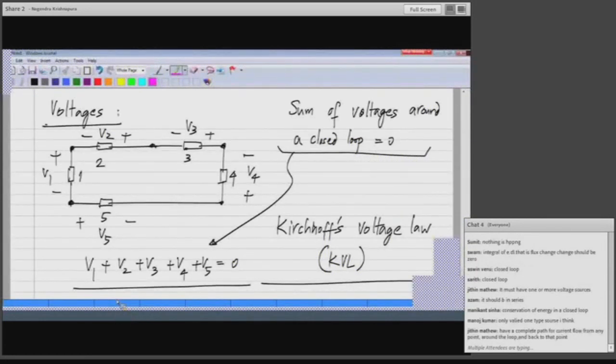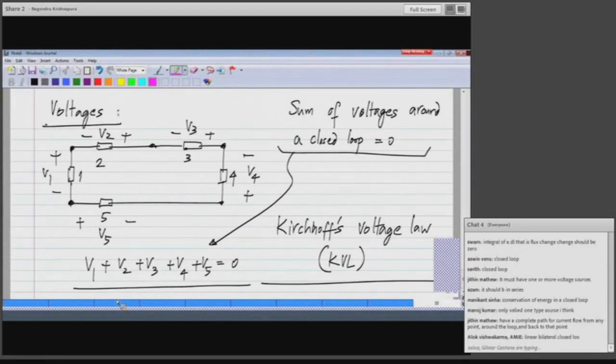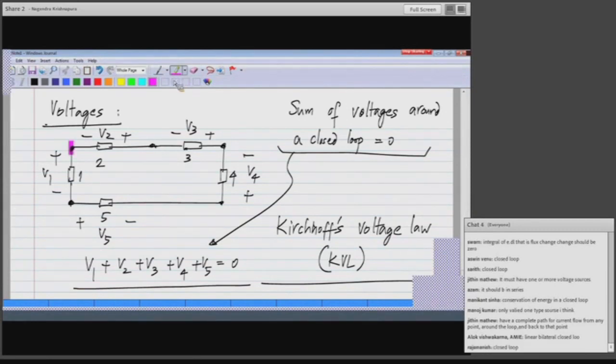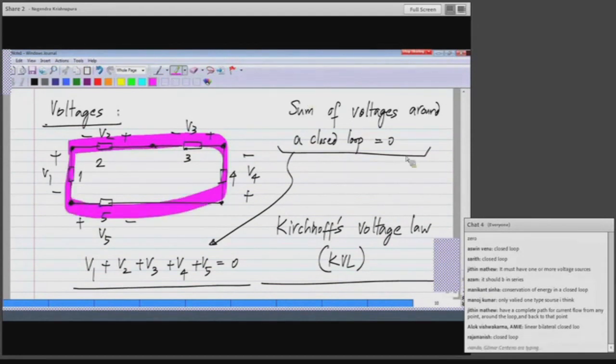Now, there are some people asking questions on what happens if voltages are induced from other loops. That's exactly what I'm saying: if there are time-varying magnetic fields, the sum of these things will not be zero. It will be related to the rate of change of magnetic field and the area of the loop. So we will not consider those conditions. We'll only consider the condition where the time-varying flux, the time-varying magnetic field cutting the loop, is zero.